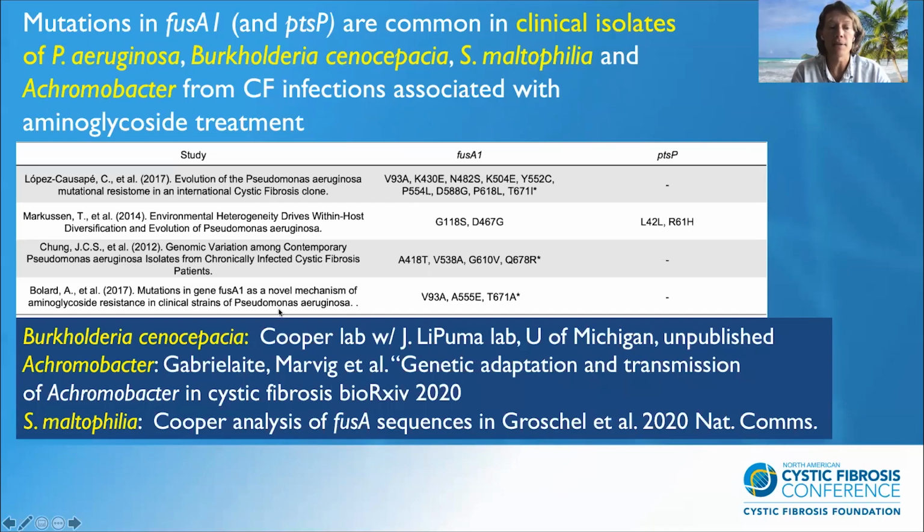More recently, in not yet published work, we discovered an array of mutations in fusA1 during chronic infections of Burkholderia cenocepacia in the CF airway, in collaboration with the LiPuma lab. I also recently analyzed genomes from Achromobacter and Stenotrophomonas in studies from the Marvig lab and from Gruschel et al. from this year. Again, we find mutations in fusA1 that would be consistent with increased resistance to aminoglycosides.